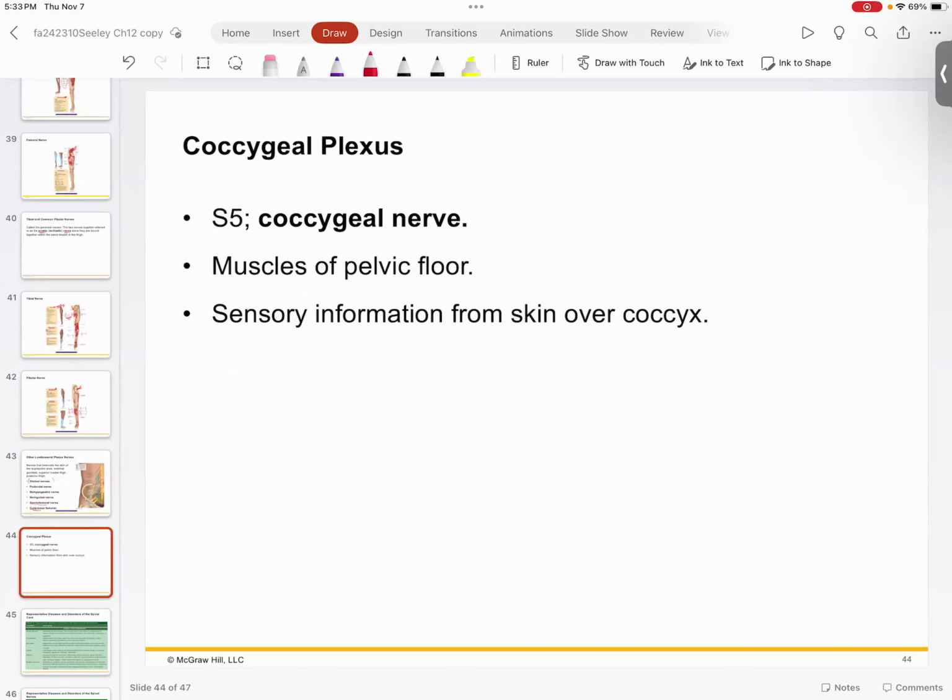Now there's one left, the coccygeal nerve, or the coccygeal plexus, S5. And so ultimately, this is going to be looking at muscles of the pelvic floor. Now, if you recall, when we got to the pelvic floor area, we saw a bunch of muscles there. We had that urogenital triangle, and we kind of moved quickly through that area. But all those muscles that are in that pelvic floor are being innervated by this coccygeal nerve, including the muscles of the anal sphincter that are tethered and tied to the coccyx itself. And of course the skin that's over the coccyx area.